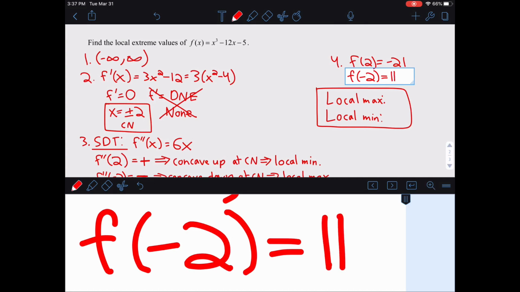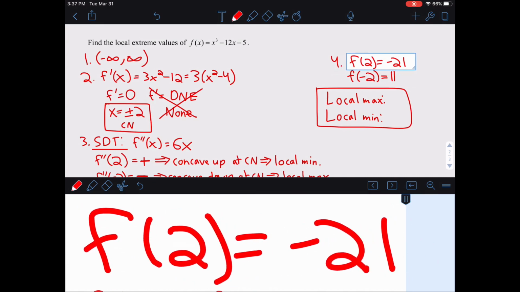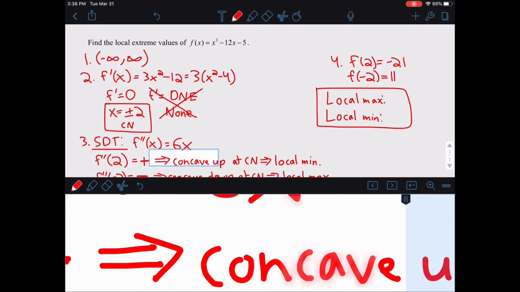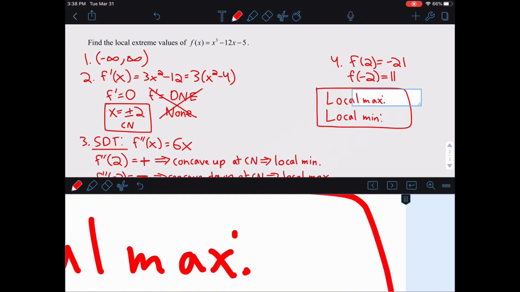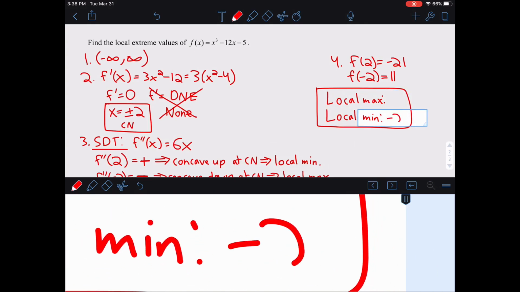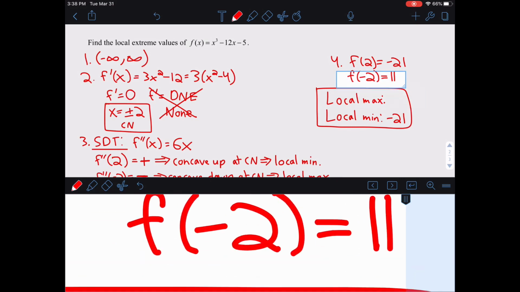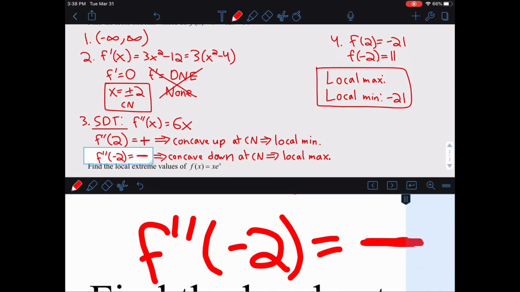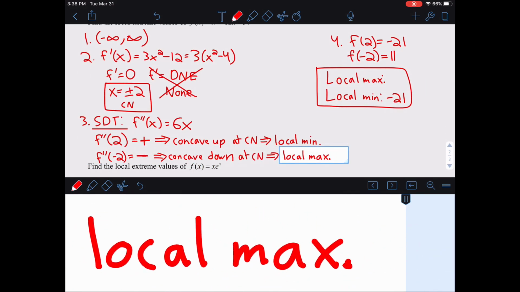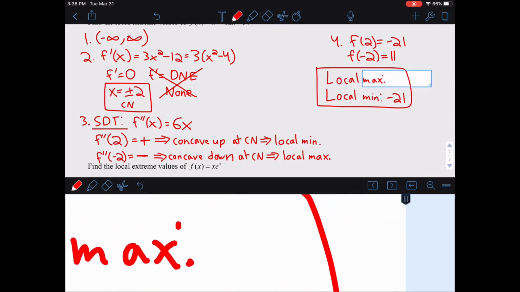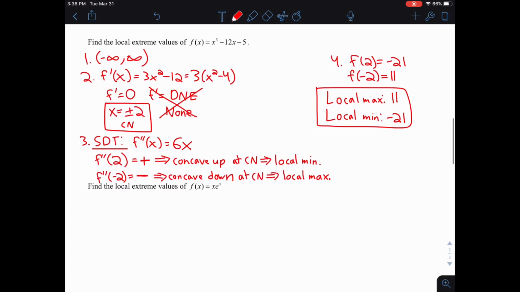And so at 2 I have a local min, and so -21 is the local minimum value for this function. And at -2, the second derivative test told me I have a local maximum. And so 11 is the local maximum for this function.